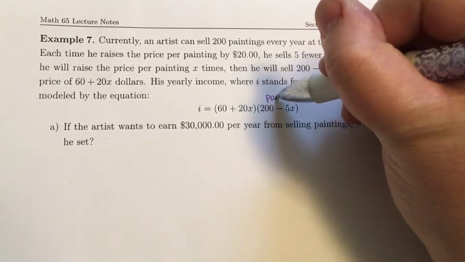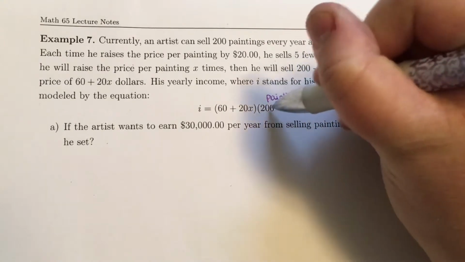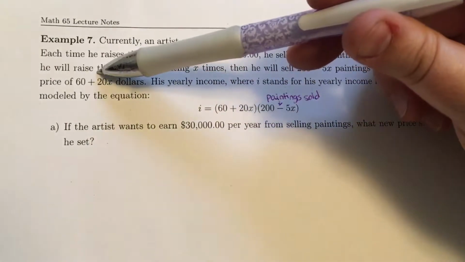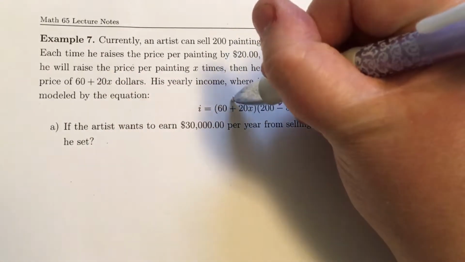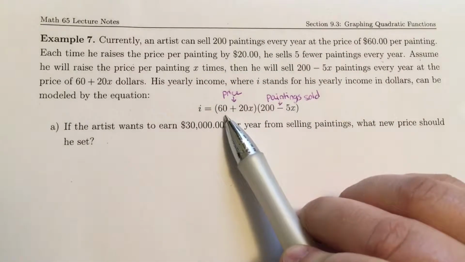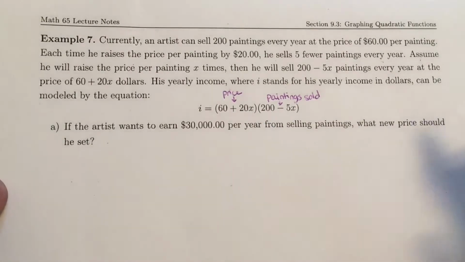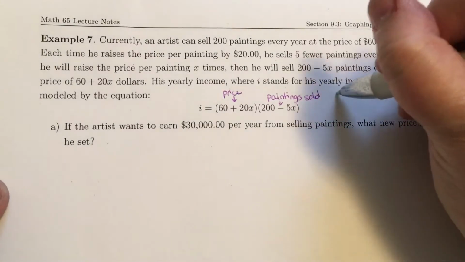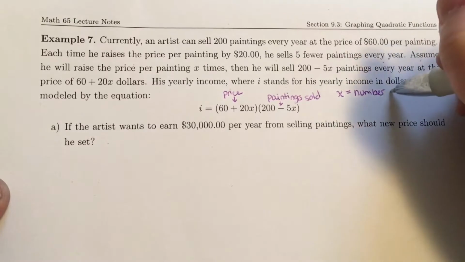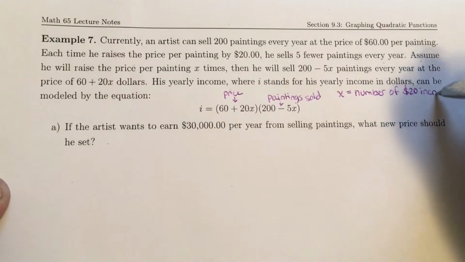So I'm going to put that above this formula they gave us here. This parenthesis is the paintings sold. All right, and then the price. The other parentheses is the price because we started with a price of $60 per painting and we're adding $20 X number of times. It's always good to make sure you understand what the variables mean. So here, X is the number of these $20 increases in price.